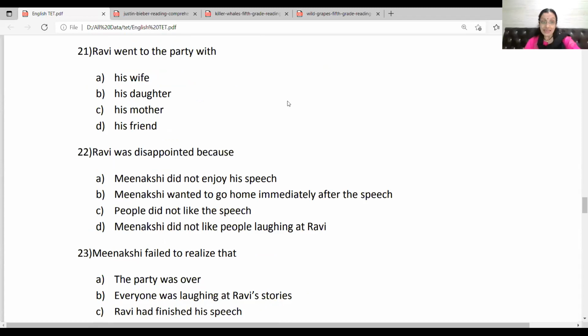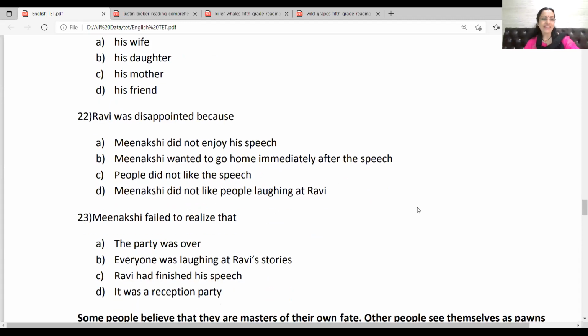Yes, the second option. Meenakshi did not enjoy his speech is not very explicitly mentioned in the passage. People did not like the speech is wrong because people loved the speech and they were laughing. Meenakshi did not like people laughing at Ravi. He came to know later when he asked her. This is the initial reaction. Ravi was disappointed. Why? Because she wanted to go home immediately after the speech. Yes, perfect.